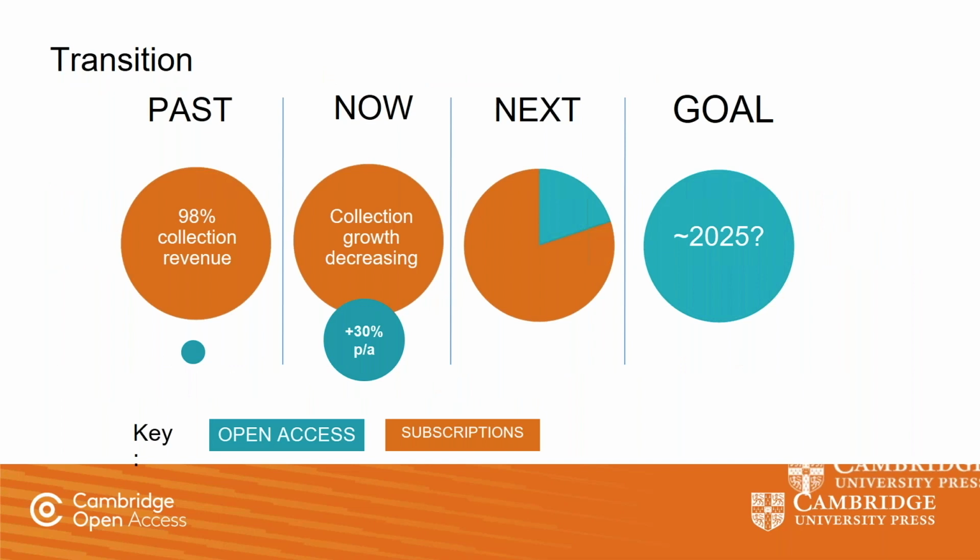And the point at which we get to that goal is very much up for debate, and will depend upon the alignment of different stakeholders, will depend upon movements within the market, and uptake of read and publish. Plan S are certainly aiming to get to that point by 2025. And lots of people think it will take longer, but certainly that is the ultimate goal for CUP.